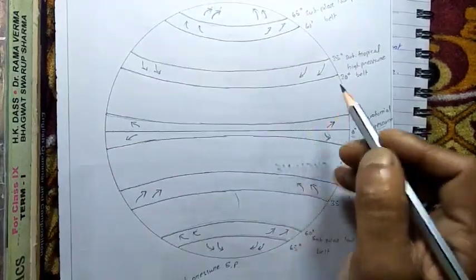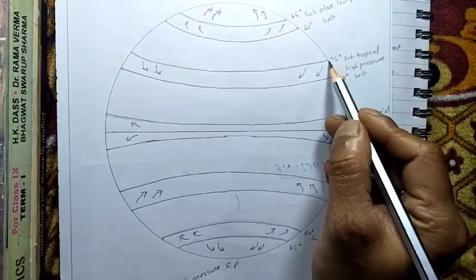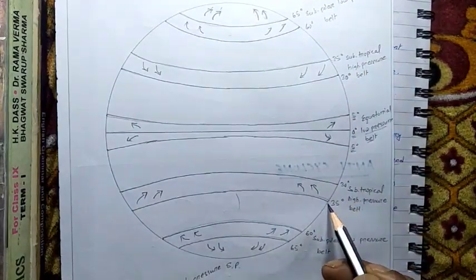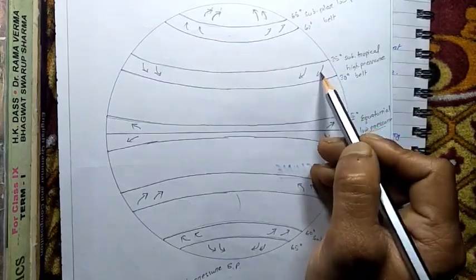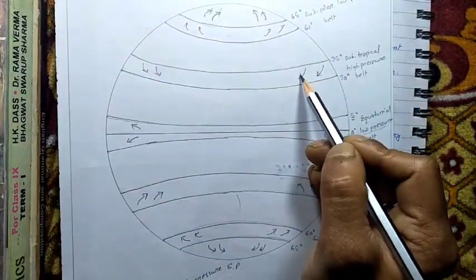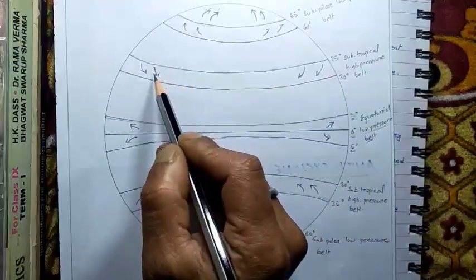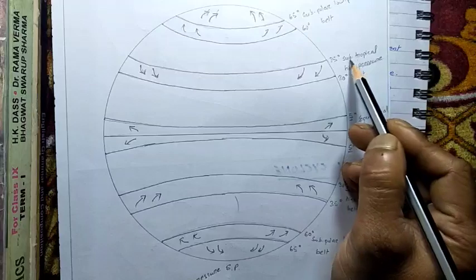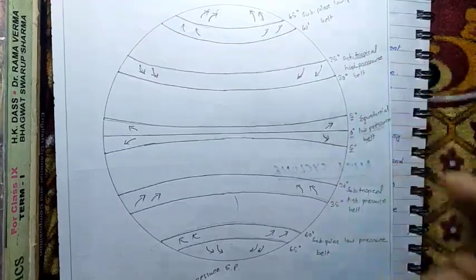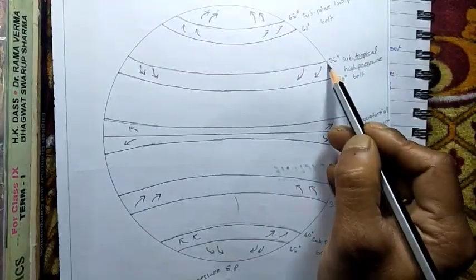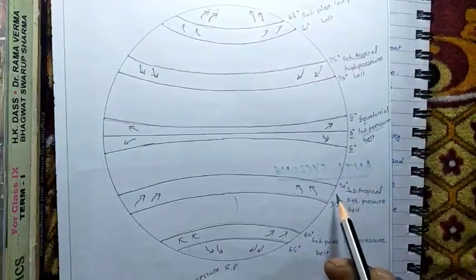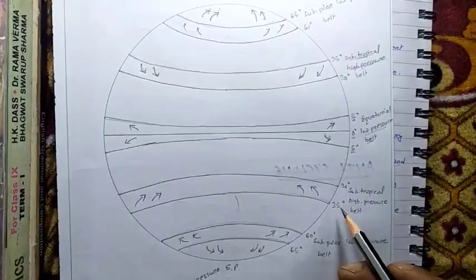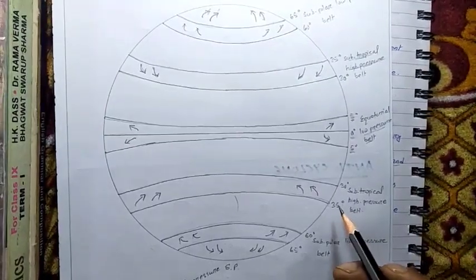When this air reaches 30 degree and 35 degree in the northern hemisphere as well as 30 degree and 35 degree in the southern hemisphere, it starts to cool down and come downwards. And when this air comes downwards, one high pressure belt is created, which is known as the subtropical high pressure belt, and it is found between 30 degree and 35 degree northern hemisphere and between 30 degree and 35 degree southern hemisphere. The third one, as I already told you, is the subpolar low pressure belt.